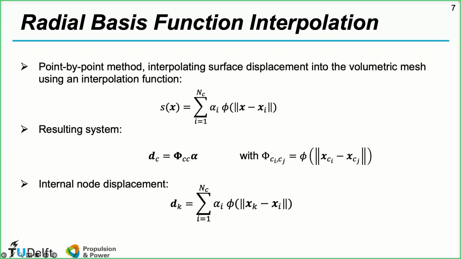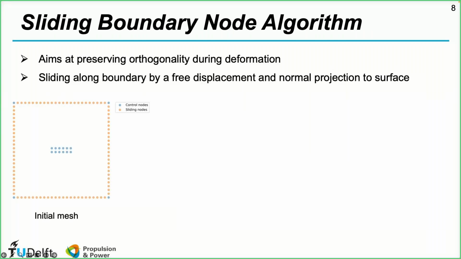So how do we deal with the problems that I've mentioned before? For small wall clearances and large displacements, I've implemented a sliding boundary node algorithm, which allows the nodes on the boundaries to slide along with the deformation. And this basically allows you to preserve the orthogonality of the mesh during deformation. And it basically consists of 3 steps. So if this is our initial square mesh with the block in the middle this time, and we have our control nodes that are indicated by the blue nodes.